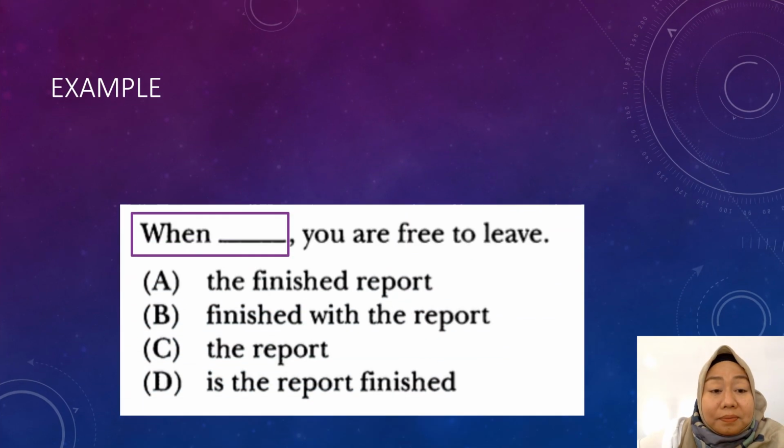An example on the TOEFL test. Here we have, when blah blah blah, you are free to leave. See, we have a connector here, we have you as the subject and are as the verb. If we have one subject and one verb and we have one connector like this, it means that we need one more clause, right? So it should be connector, subject, verb, or the reduced form. Okay, so what is the answer for this question?